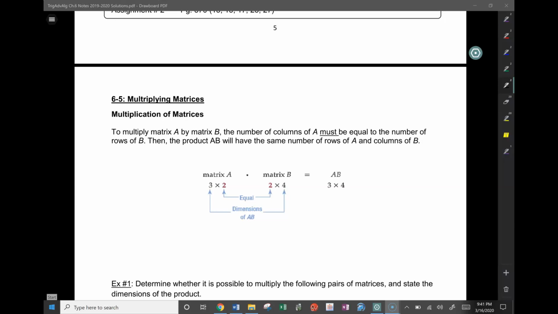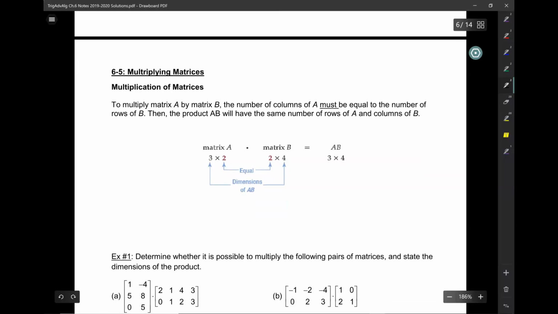So we've learned how to add and subtract matrices. Today we're going to learn how to multiply them. And this is a whole other ball game, right? All right.